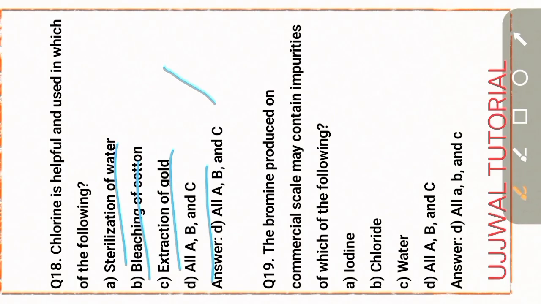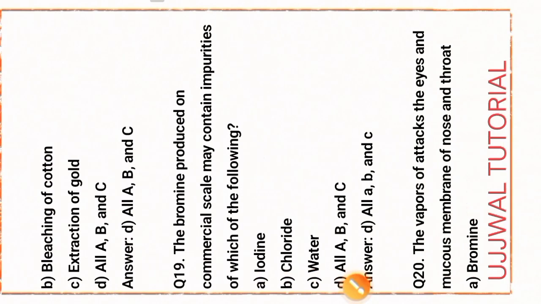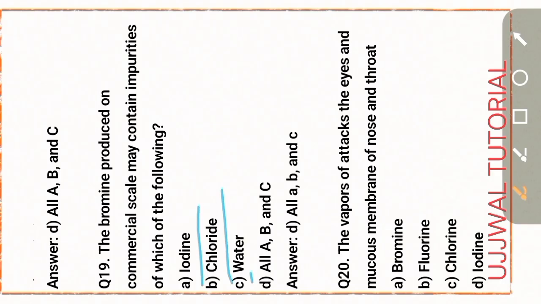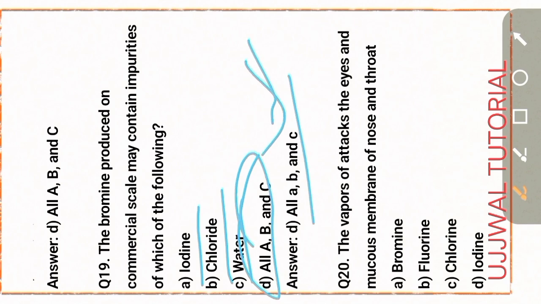Okay, next question number 19. The bromine produced on commercial scale may contain impurities of which of the following? Option A, B, C is the right answer. That is iodine, chloride and water. Option D is the right answer.